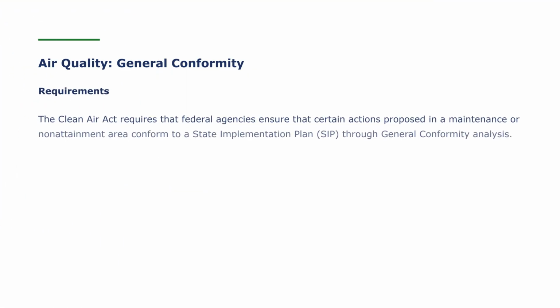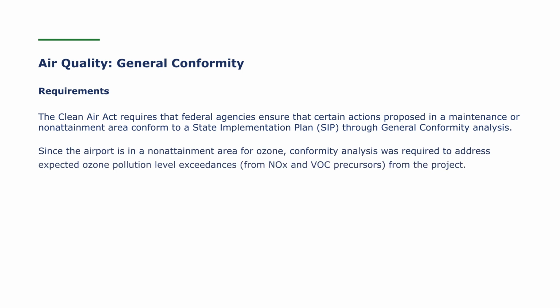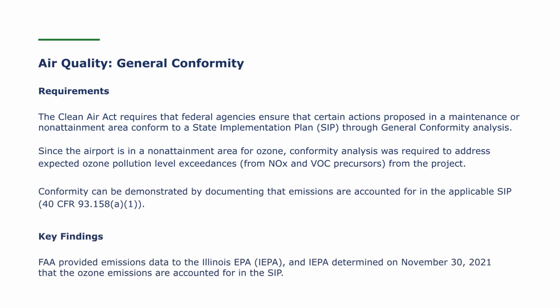Per the Clean Air Act, federal agencies are required to show the proposed project actions in a maintenance or non-attainment area conform to the State Implementation Plan, or SIP. Since the airport is in a non-attainment area for ozone, a general conformity analysis was required to address expected ozone pollution level exceedances. The Illinois Environmental Protection Agency determined that the project's ozone emissions are accounted for in the SIP.